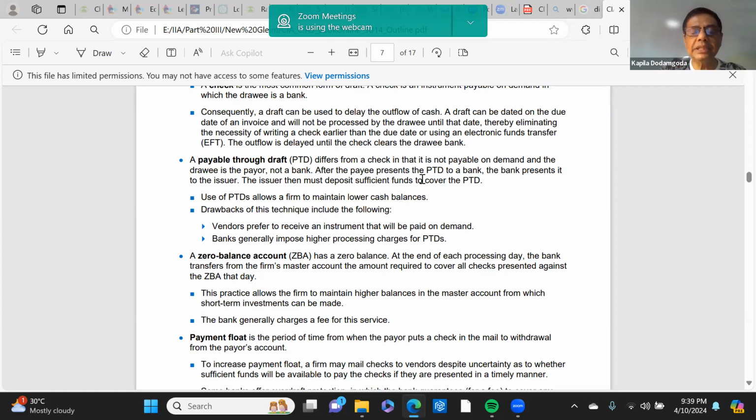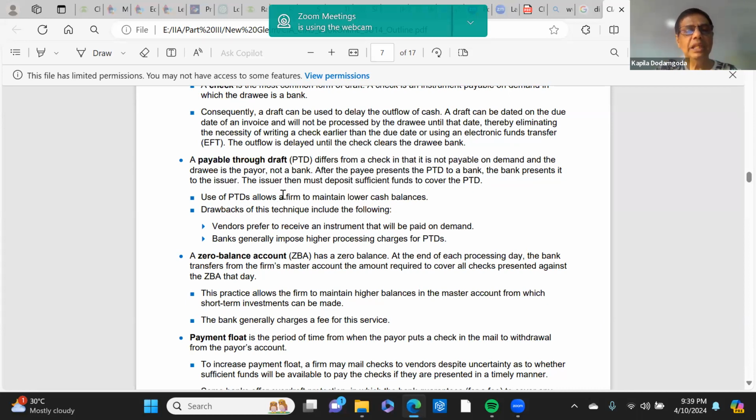Like you are instructing someone who is not a bank to pay, so that is the payable through draft. After the payee, the person receiving the payment, presents the PTD to the bank, the bank presents it to the drawer, the issuer, and then the issuer will deposit a sufficient amount of funds to cover the payable through draft. It is a slower process. The bank is not the one making the payment, but the individual; the bank requests the person to make the payment upon submission of this payable through draft.